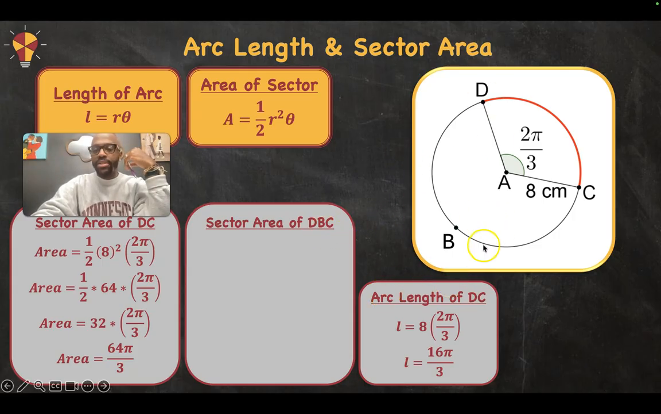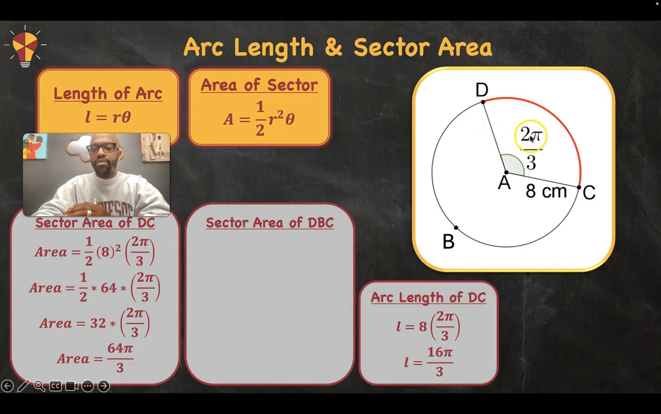So the sector area of DBC. We know the radius still, but we don't know the angle. A full circle is 2 pi radians. Something to throw out there, how to live in the world of radians: 2 pi over 3 radians for this angle here means the full circle is going to be 6 pi over 3 radians. Whatever your denominator is, if it's in the form of pi, multiply it by 2, and that's what the numerator is for the full circle.